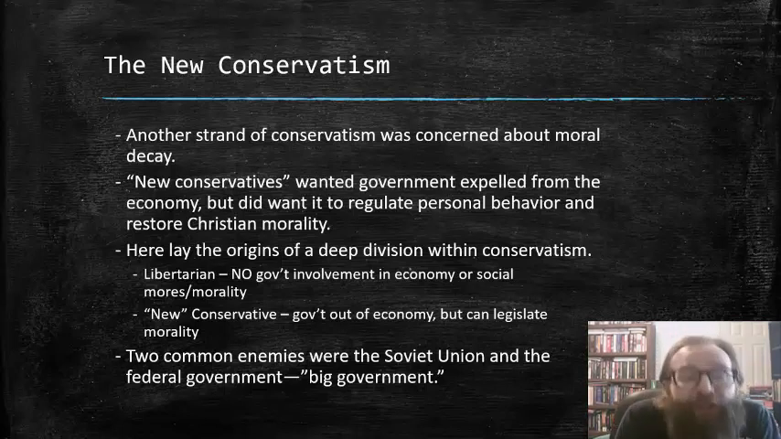The libertarian streak wanted no government involvement in the economy or social mores or morality, and this new conservative streak wanted the government out of the economy, but can legislate morality. Two common enemies of both these strands of conservatism were the Soviet Union and the federal government, aka Big Government.